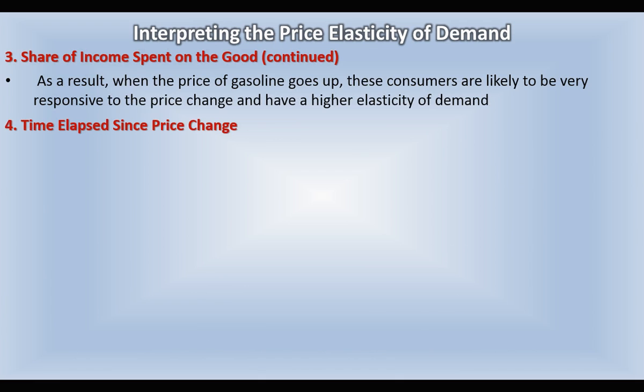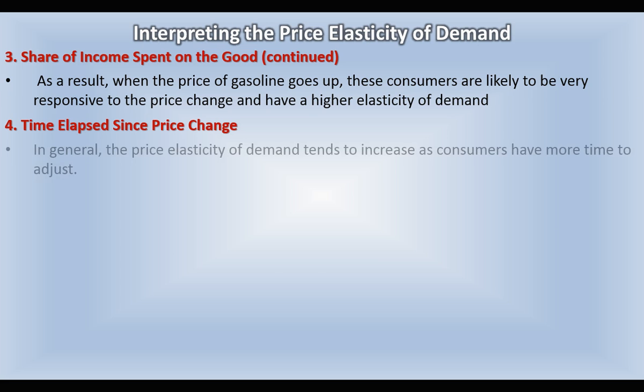And then finally, time elapsed between price changes. So how much time do you have to find alternatives? If a price changes immediately, you may not have enough time to find substitutes for it. So demand will be less elastic in the short run, however long that is, versus the long run when people have more time to seek out alternatives. So as time increases, demand becomes more price elastic.